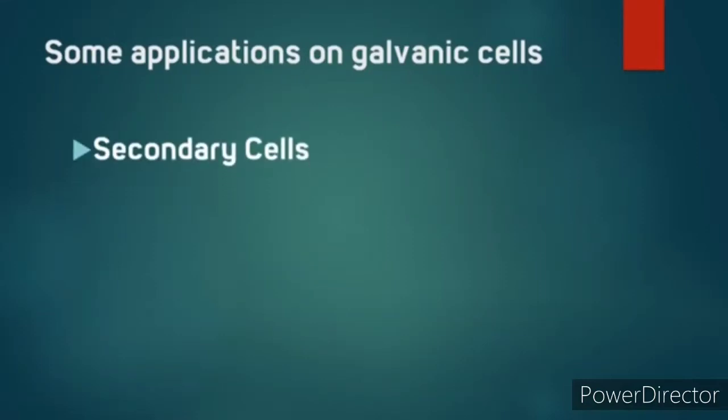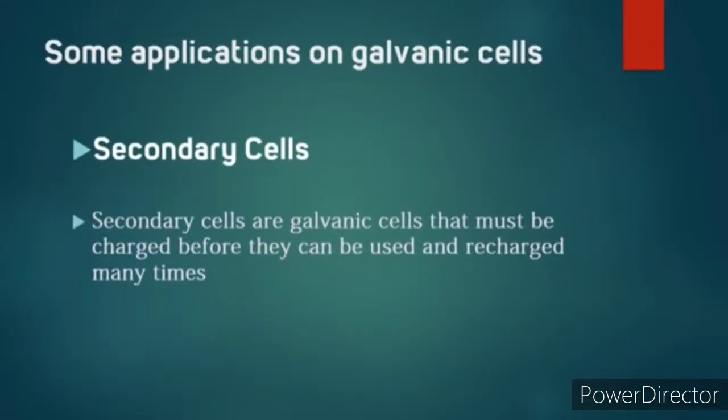Secondary cells are galvanic cells that must be recharged before they can be used. They also can be recharged many times. In the charging process, the spontaneous reaction that produces electrical energy is reversed. In other words, the charging process needs an outside source EMF to occur.